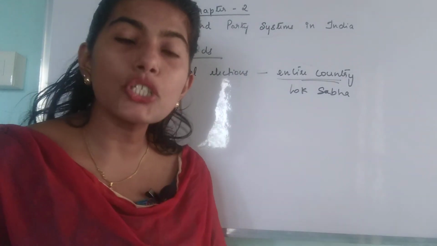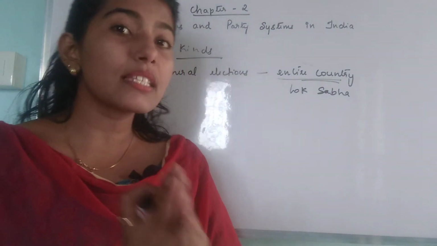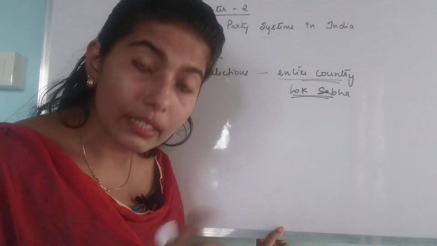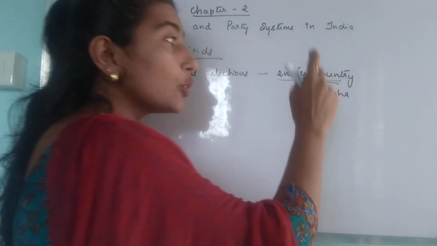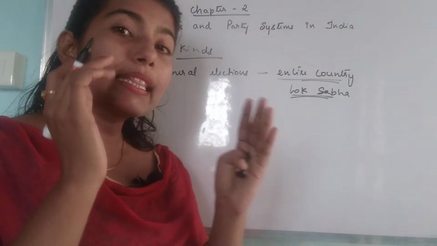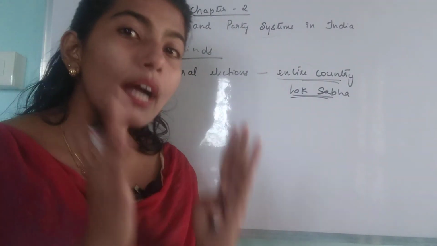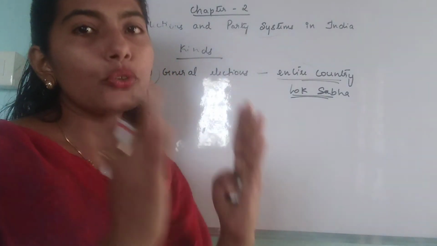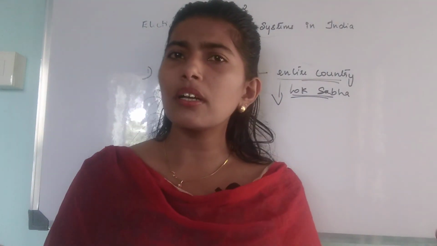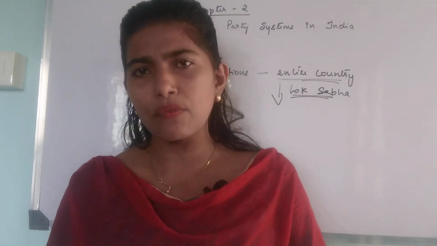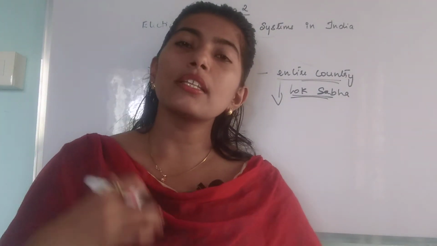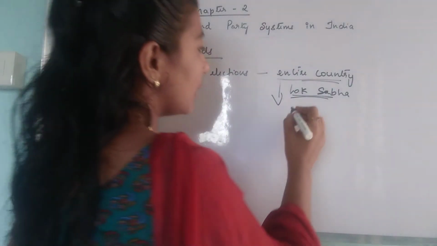So this general election is for entire India, meaning it is for Lok Sabha. We have only one Lok Sabha for entire India. Whenever the election is going to happen for this Lok Sabha, we call that election a general election. And this election is going to happen once in 5 years. We cannot say the entire country goes for election once in 5 years, but in normal time, this general election will happen once in 5 years.